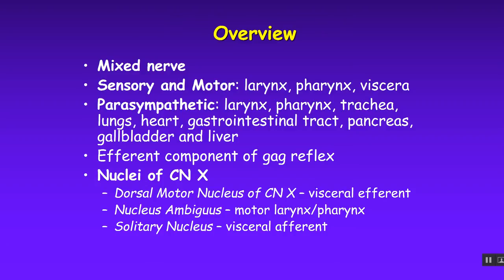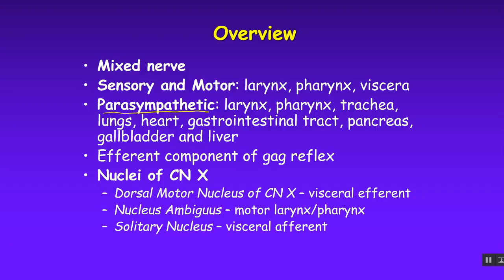So another mixed nerve, okay? Sensory and motor of the larynx, pharynx, and visceromotor, okay? So the visceromotor is really the parasympathetic, right? The sympathetic and parasympathetic are efferent parts of our autonomic nervous system. So this is the parasympathetic drive to a large region of our viscera, but also the larynx, pharynx, and trachea, okay? And then lungs, heart, gastrointestinal tract, pancreas, gallbladder, liver, so a good portion of our viscera. Parasympathetic control is through the vagus nerve.